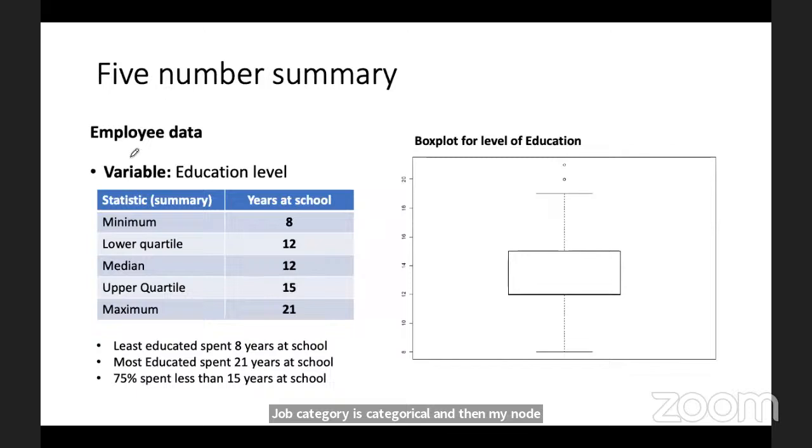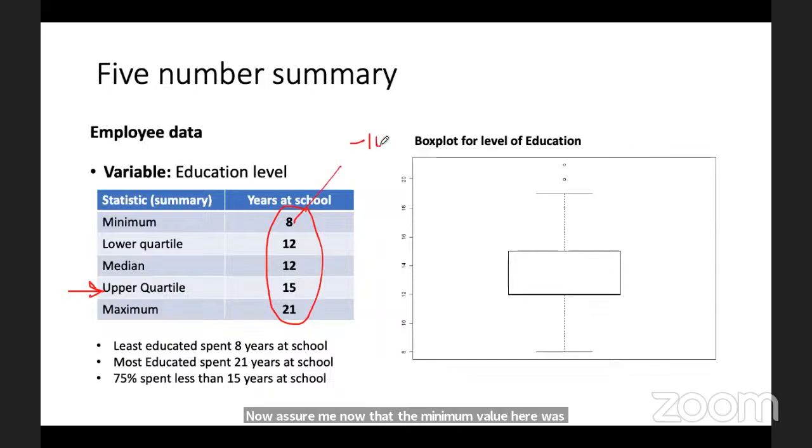So the first thing that we need to do is the 5-number summary. From this data, we can see that in this company, the least educated person has 8 years at school, and the most educated has 21. At least 75% spent less than 15 years at school, based on the upper quartile. Now, assuming the minimum value here was -10, what comment can you give about this? If the value was -10, I want to see in the chat.